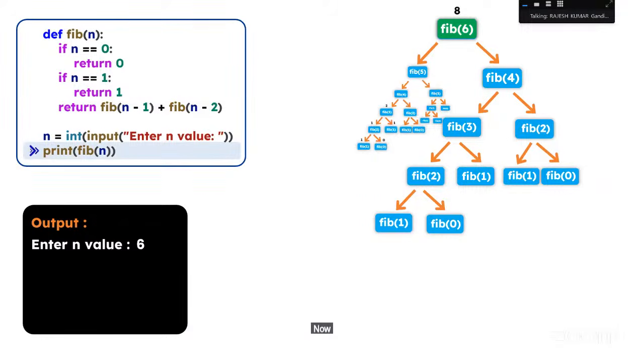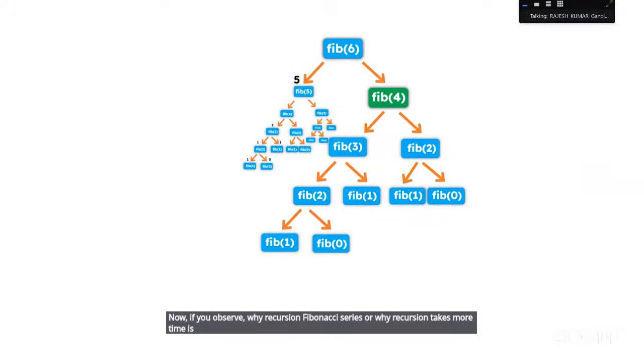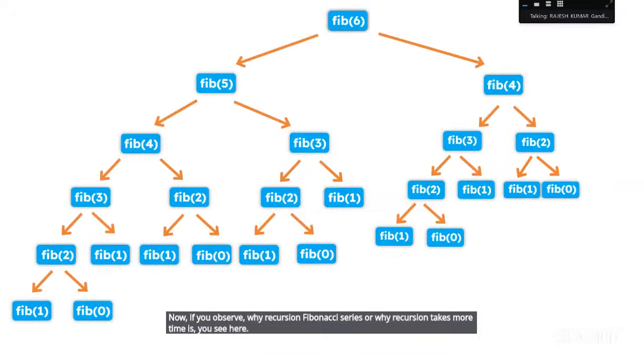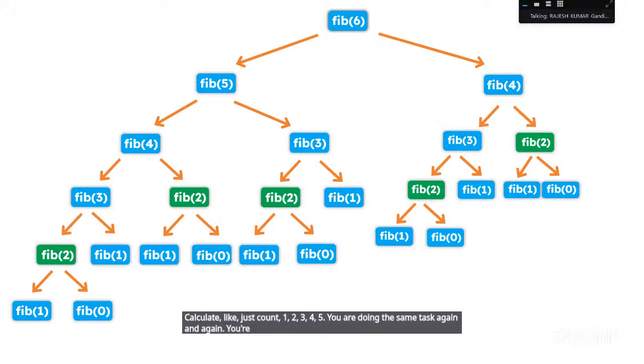Now if you observe why recursion in the Fibonacci series takes more time: in this particular recursive tree, how many times did you calculate fib of 2? Just count: 1, 2, 3, 4, 5. You are doing the same task again and again. You are doing repetitive work. If you are going to calculate the same number again and again, it is going to take more time.